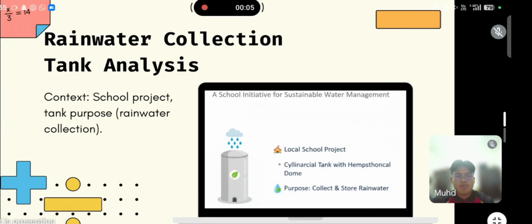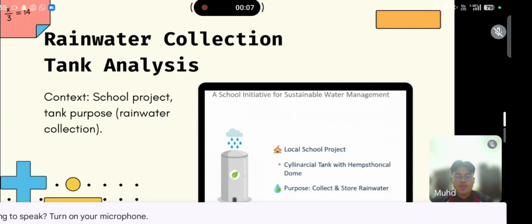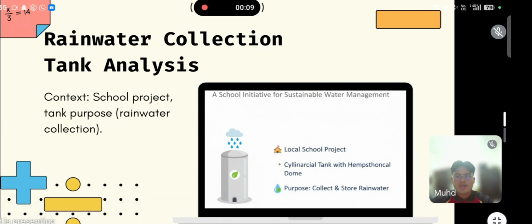Okay, hi and assalamualaikum. Today I want to present my grouping task, which is rainwater collection tank analysis. The context is about a school project and its purpose, which is rainwater collection.